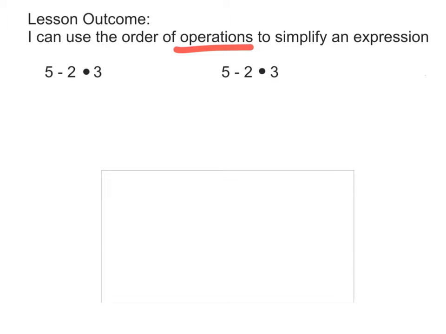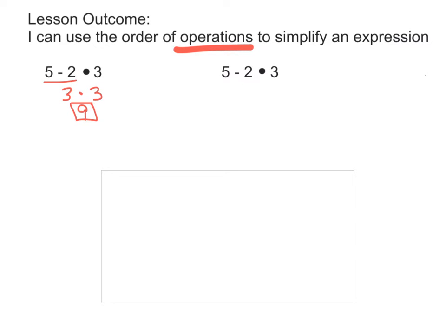I have 5 minus 2 times 3 written down twice. Well, if one student decides they are going to solve this problem by doing 5 minus 2, which is 3, and then multiplying that answer by 3, well, 3 times 3 is 9. So that would be their answer.